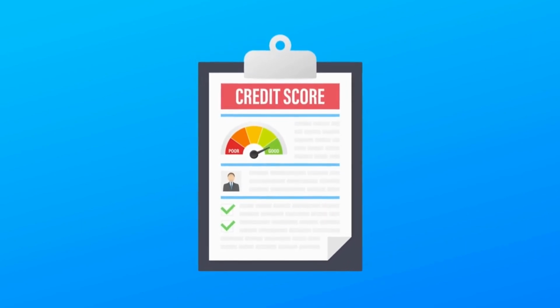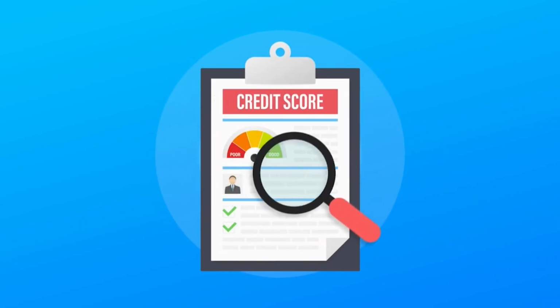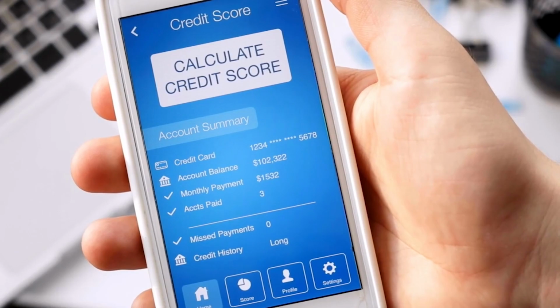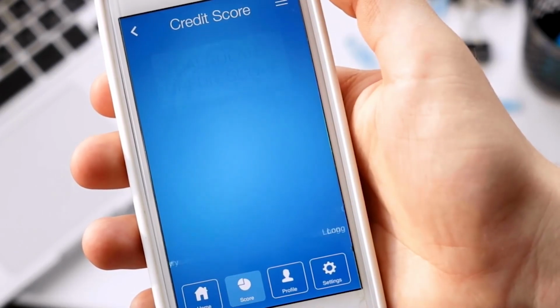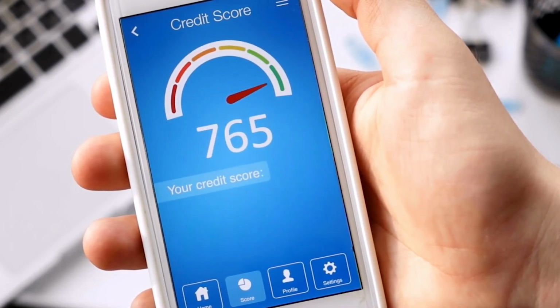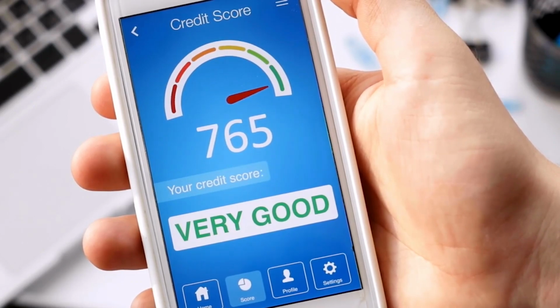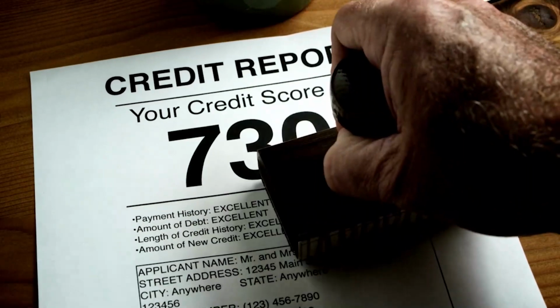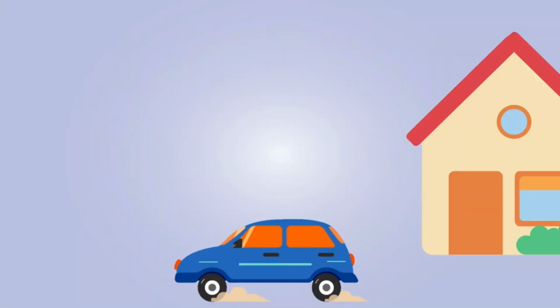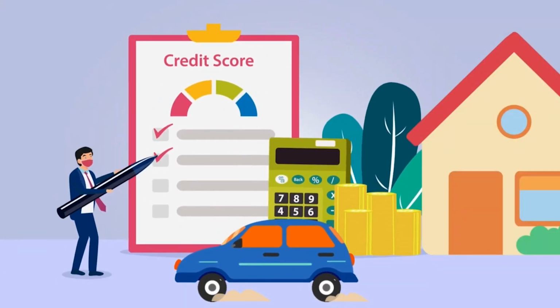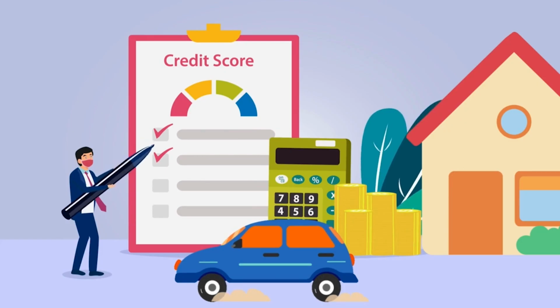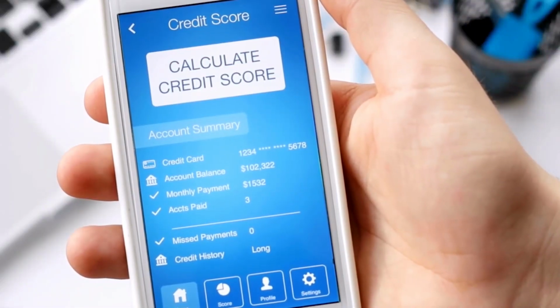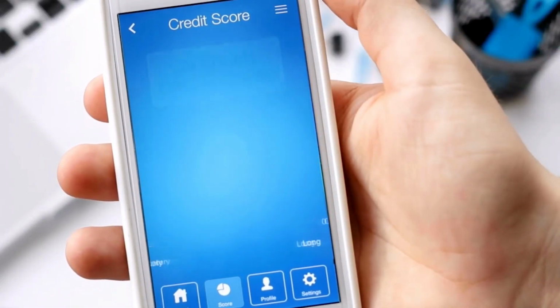You also need to understand your credit score and credit history. Your credit score is a 3-digit number that represents your creditworthiness and is used by lenders to determine whether to approve a loan and at what interest rate. Having a good credit score can open many doors for you, such as getting approved for a mortgage or car loan at a lower interest rate. On the other hand, having a poor credit score can limit your options and make it more expensive to borrow money.